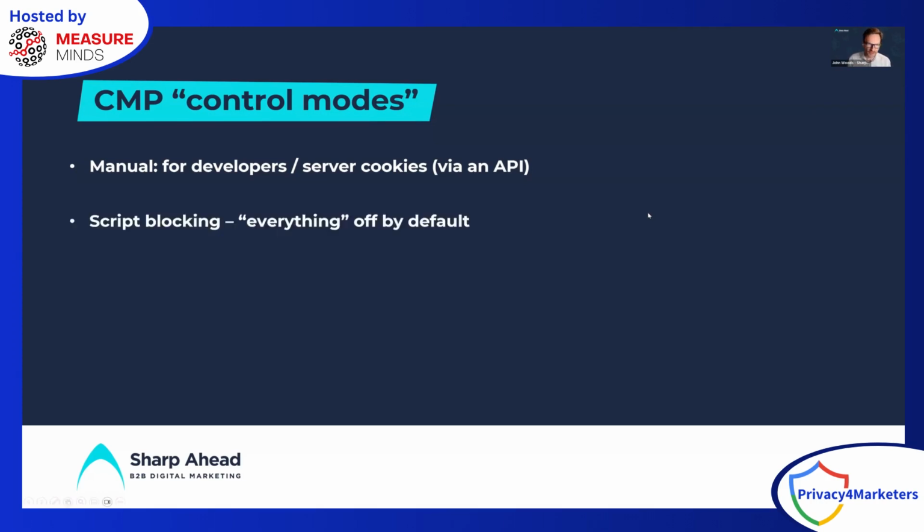The second approach is what's usually called script blocking. So this is where a CMP provides some fancy JavaScript that interferes with all the other JavaScript on your site and just means it doesn't run unless consent has been given. So the ideal situation here is that everything that needs consent is blocked by default, and it's only enabled when the CMP recognizes that consent has been granted.